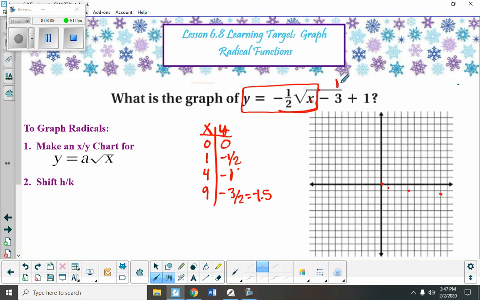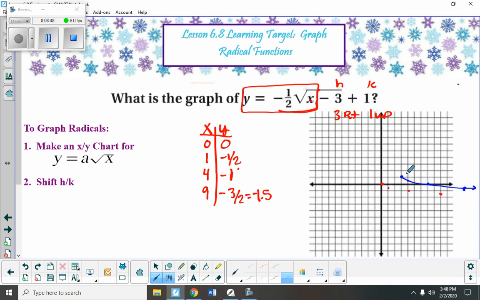But now we have an h and a k value. And now remember, if this is showing a negative 3, it's actually going to go 3 to the right. And when this is a plus 1, it's going to go 1 up. So now we're going to take every point, and let's use another color. We're going to go 3 to the right and up 1, for every point. Now this is the final graph.